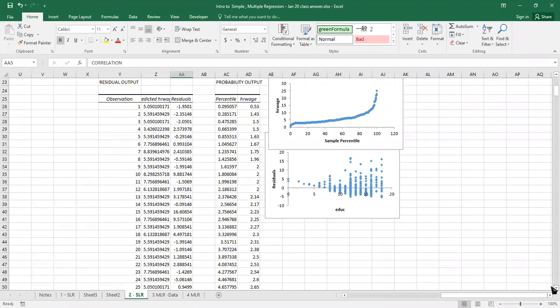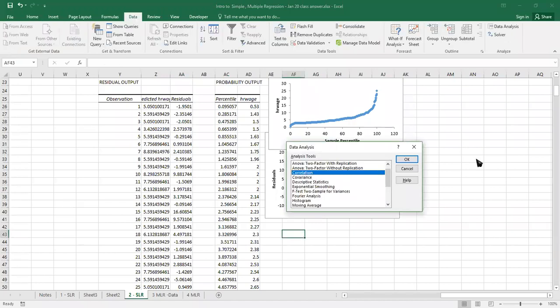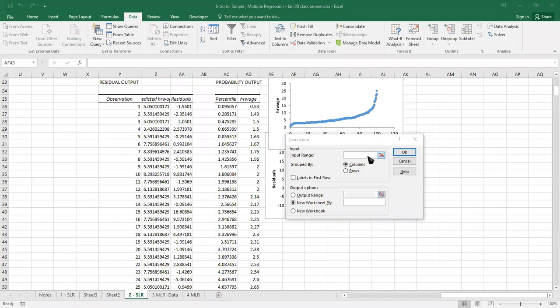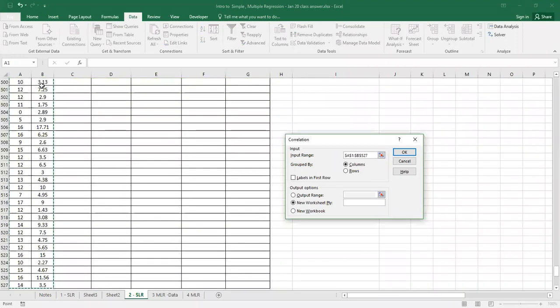Let's put a correlation output here. Let's do it. Data analysis, because you can also make use of the correlation here. So what is our input range? Our input range, because we are looking for the correlation of education and hourly wage. So I highlighted the labels in the first row. Output range, where do I put it? Here, so that it is beside it. Okay?